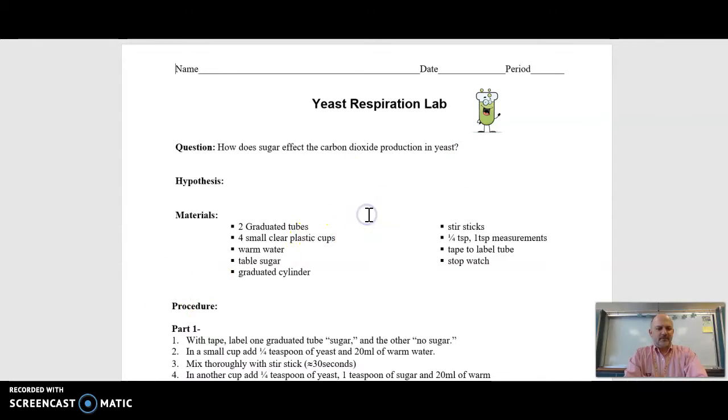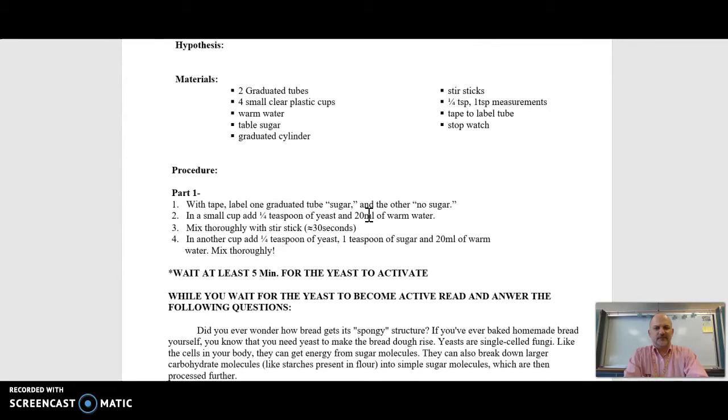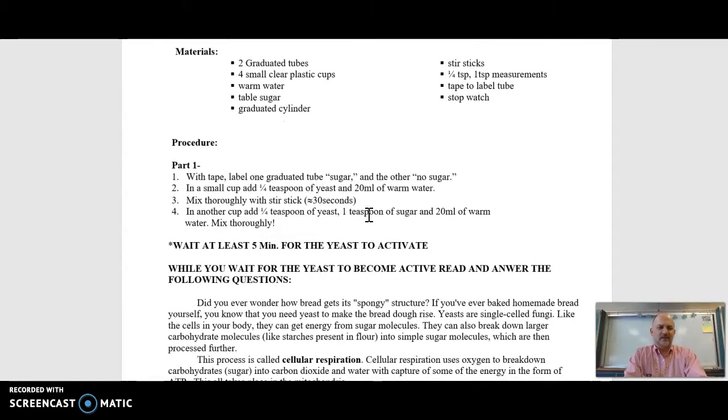So this lab involves actually looking at how yeast do respiration. So I'm going to mix together some stuff and do the setup, explaining as I go through. Then this has got to sit for a little while to activate. Then we're going to take some data readings, and by the end of this video, you'll have everything you need to be able to complete the lab. So the first thing I need to do is label one graduated tube sugar and the other no sugar. So hold on a sec, let me do that.